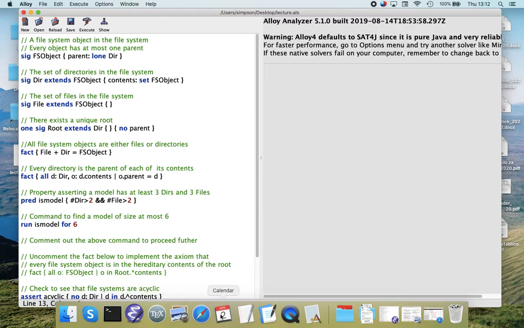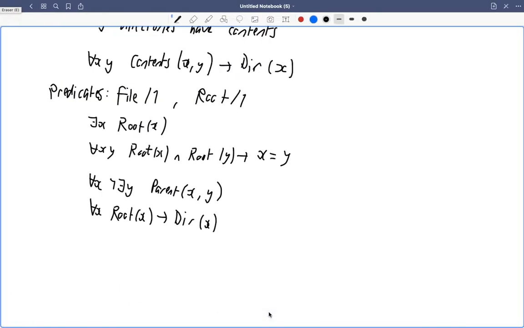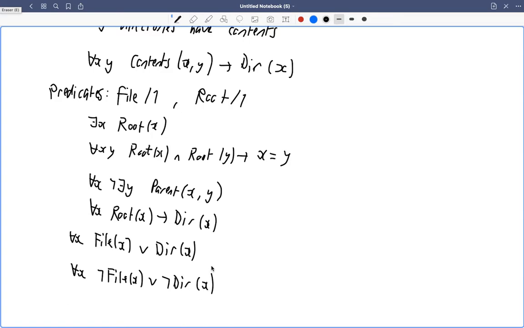So again, we need two axioms in predicate logic to express this. So we've now got, we're not extending the signature anymore. We've got for all x, file x or directory x, and for all x, it's either the case that x is not a file or x is not a directory. So it can't be both.